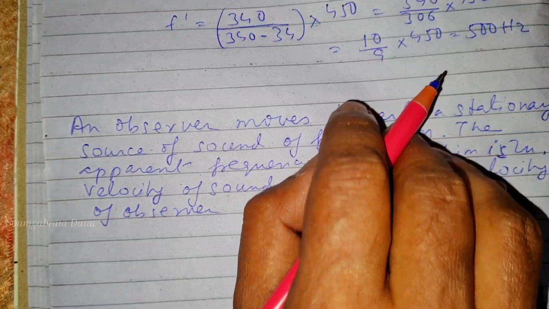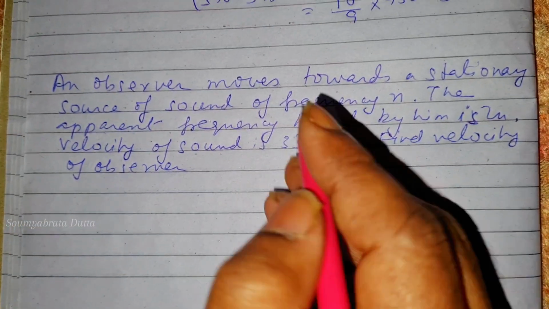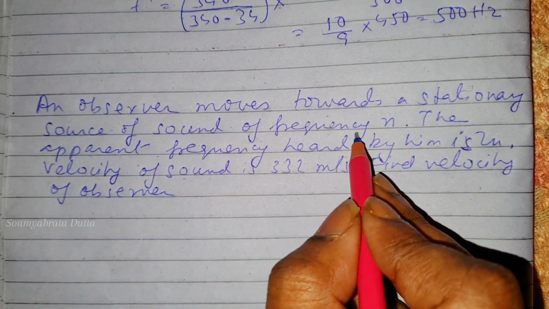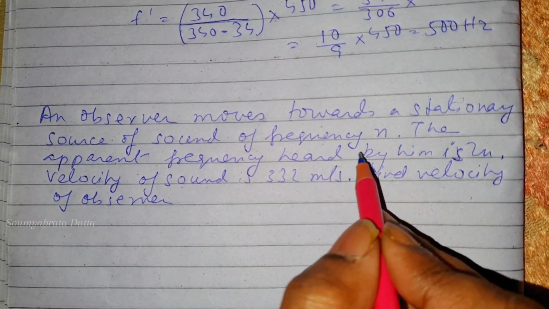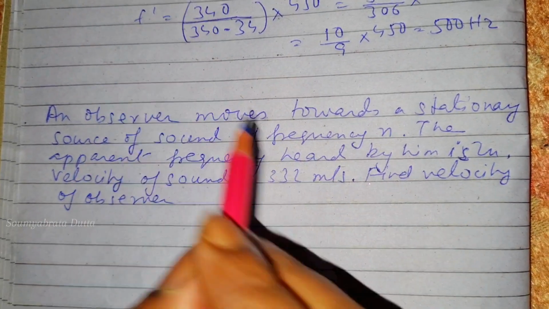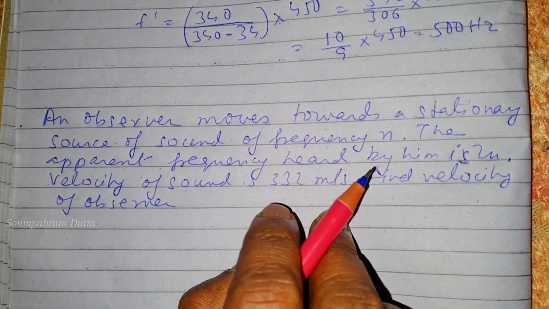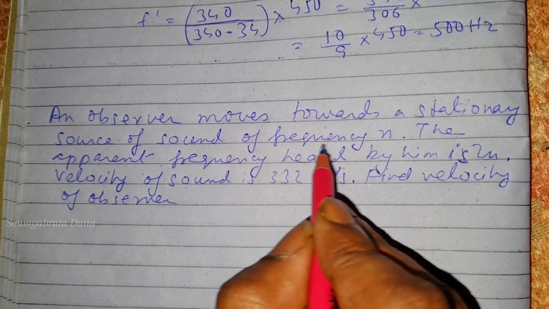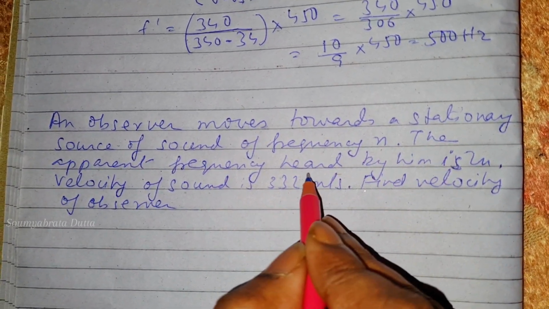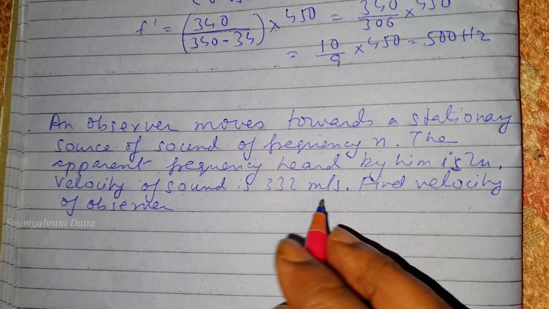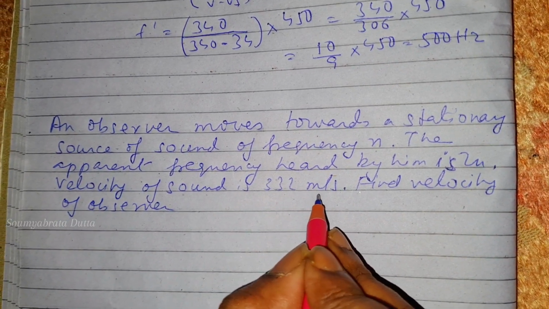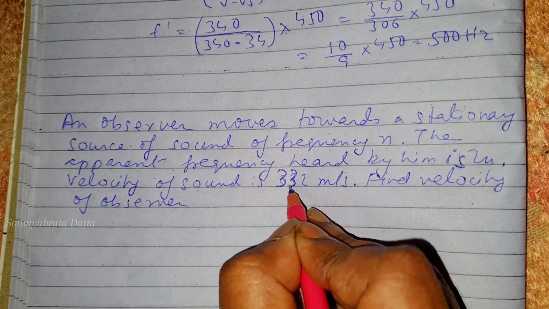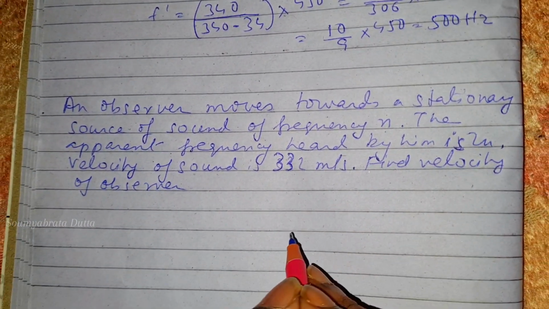The next and last problem we do is very important. An observer moves towards a stationary source of sound of frequency n. In the previous sum it was the source moving, now it is the observer. The apparent frequency heard by him is twice n. Velocity of sound is 332 meter per second. Find the velocity of the observer.